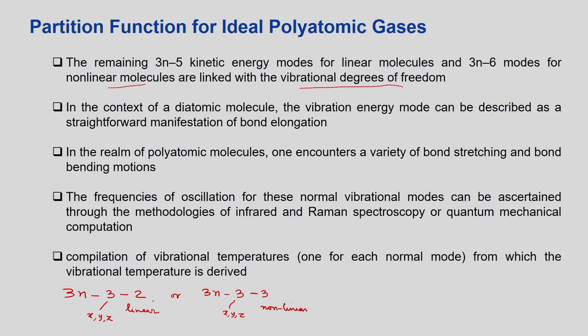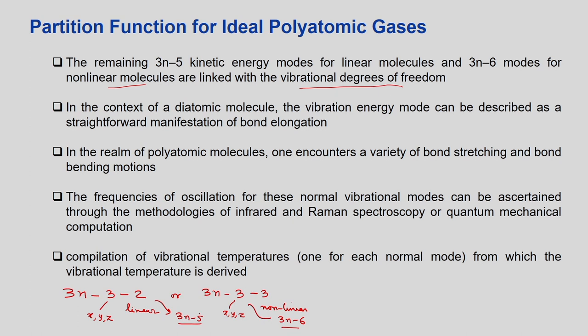So this takes the form 3n minus 5 and this takes the form 3n minus 6. So these are the remaining degrees of freedom. From the main kinetic energy degrees of freedom, you subtract the overall center of mass x, y, z coordinates because it is fixed, the molecule is not moving, and then you also subtract the rotational energy modes if it is a linear molecule. If it is a non-linear molecule, you subtract the three coordinates with respect to the center of mass velocity for x, y and z, and a further three based on the rotational energy state for the non-linear molecule. So it becomes 3n minus 6.